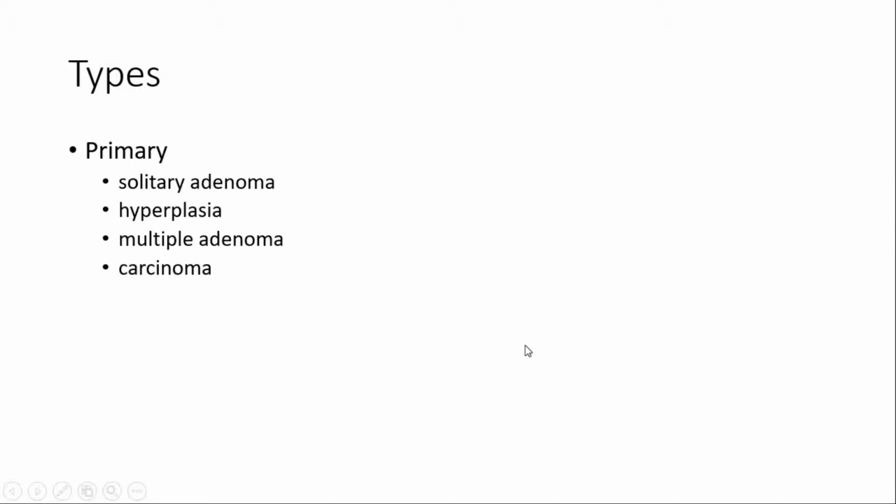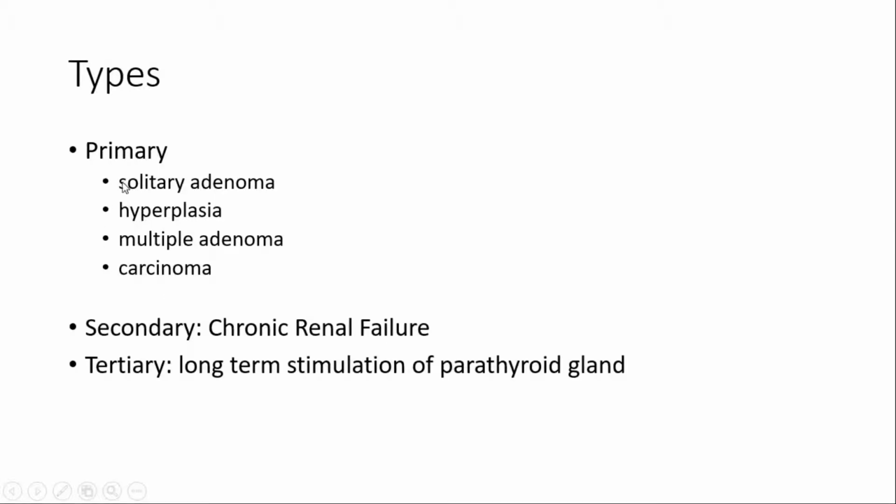The types of hyperparathyroidism are, of course, three: primary, secondary, and tertiary. The causes of primary hyperparathyroidism are solitary adenoma, parathyroid hyperplasia, multiple adenomas, or carcinomas. Secondary hyperparathyroidism is due to chronic renal failure, and tertiary hyperparathyroidism occurs when there is long-term stimulation of the parathyroid gland, caused by chronic renal failure, and the parathyroid gland becomes autonomous.